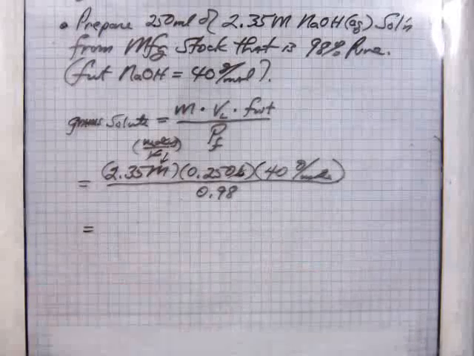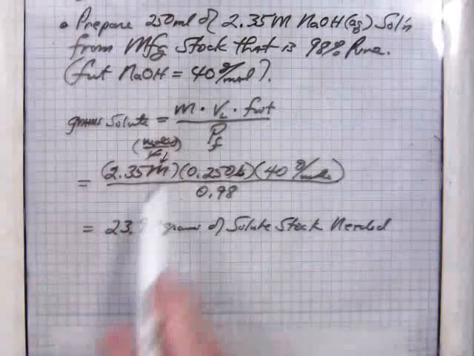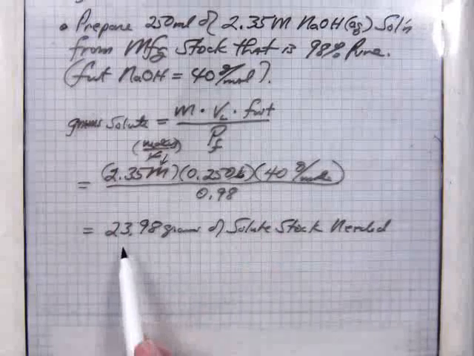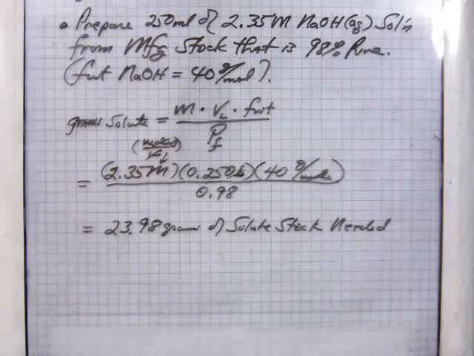So in essence, applying the idea to the formula given, says we need 23.98 grams of solute stock transferred into the mixing container. Add solvent up to, but not to exceed, the 250 milliliters.